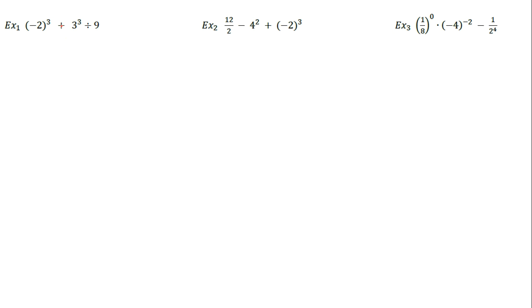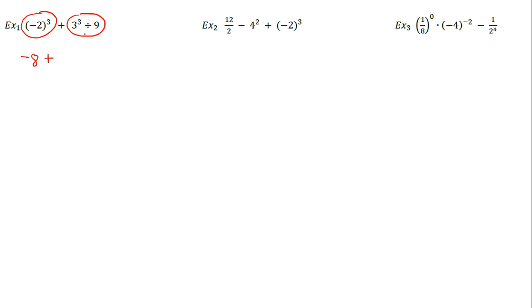Recall that adding and subtracting are the operations that separate a term from a term. So this first expression has two terms, and we're going to evaluate each of these. I'm just going to work left to right. In this term, there's just one operation, exponents. So -2 times -2 times -2 is -8.